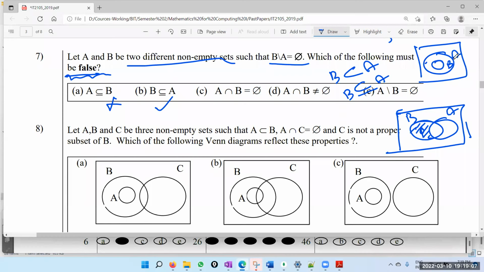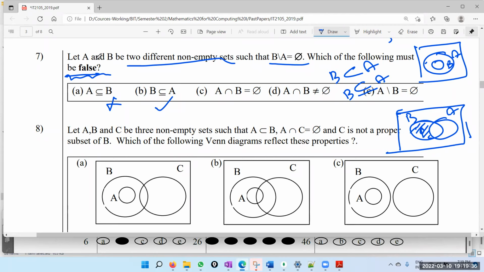Because A can't be a subset of B when B minus A is 5. Belong to B but not belong to A is 5. So that means it must be something like this. So then A can't be a subset. Yeah, this must be false, right? So this must be true. What about A intersection B is 5? Is it a must be false?